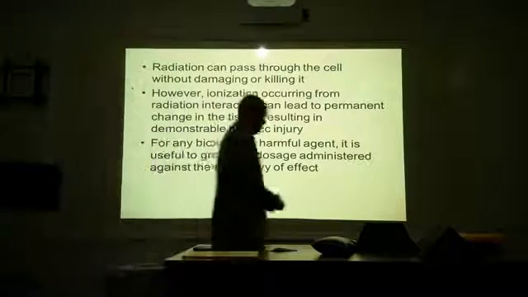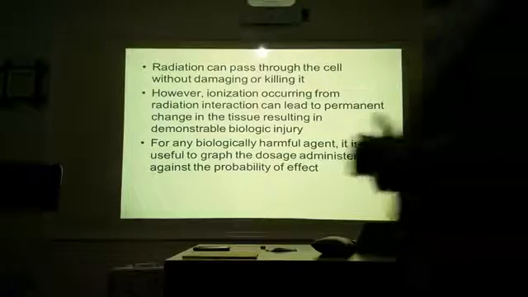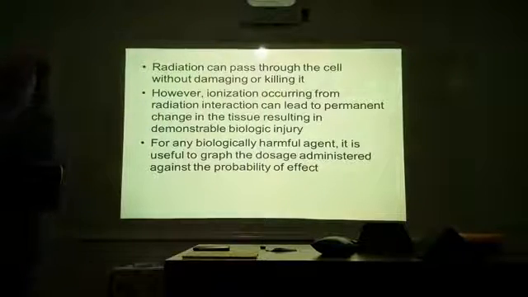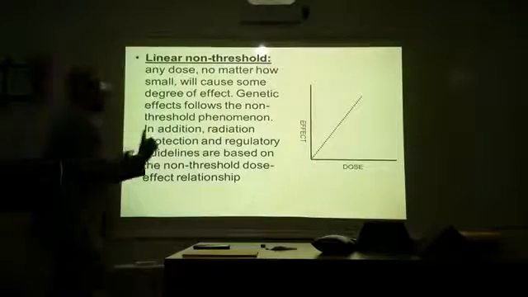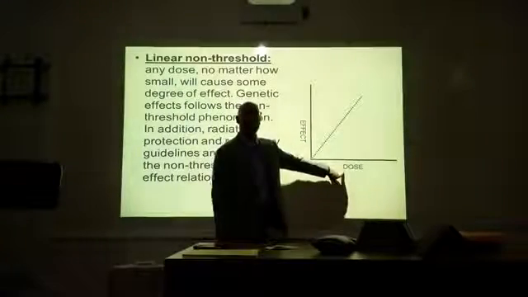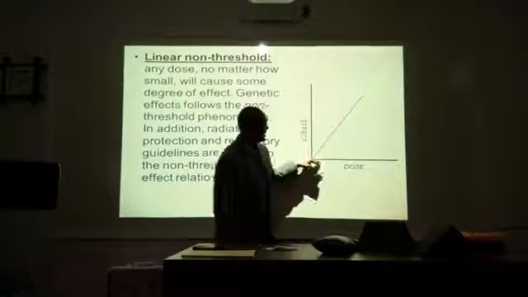What I'm going to be showing you now is a graph that demonstrates the effects in relation to the amount of dose that an individual is receiving. So we're going to graph effect in relation to radiation dose. It's a very simple graph. What I'm going to be showing you here is what's known as the linear non-threshold. Again, what we're comparing here is dose and the effect of that dose. This is the effect. This is the dose.